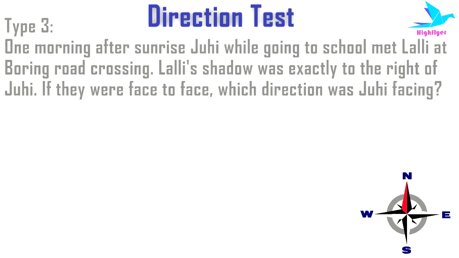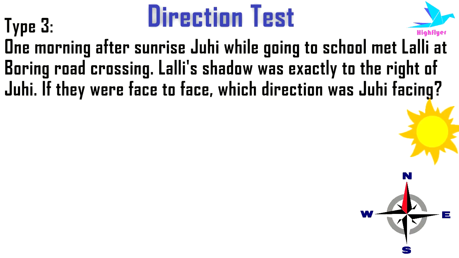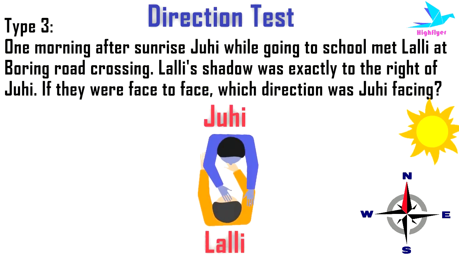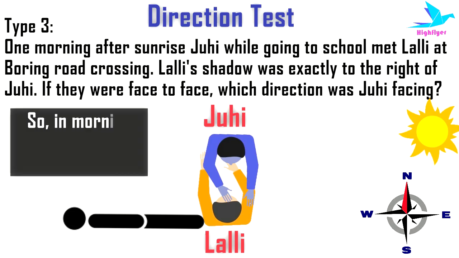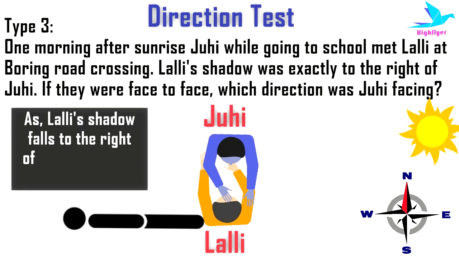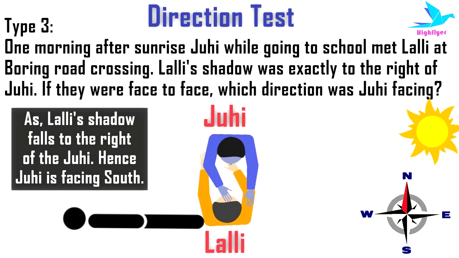Next question. One morning after sunrise, Juhi while going to school met Lali at Boring road crossing. Lali's shadow was exactly to the right of Juhi. If they were face to face, which direction was Juhi facing? Now as it was in the morning, the sun rises in the east, and in the morning, the shadow will fall towards the west. So now according to the question, as Lali's shadow falls to the right of Juhi, hence Juhi is facing south.